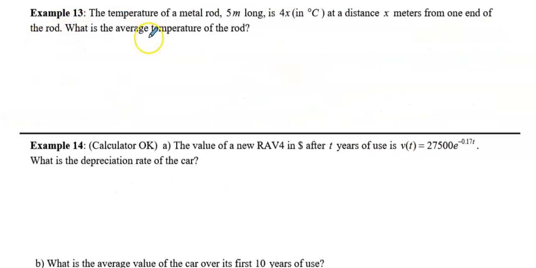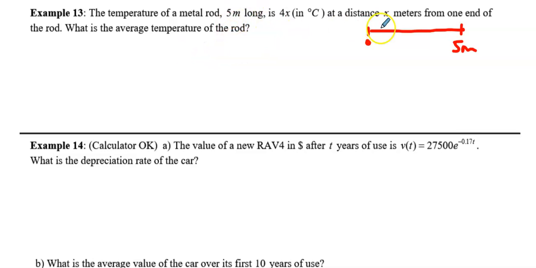Now this question right here, students sometimes get a little confused about, so I just want to talk about it for a second. It says the temperature of a metal rod, which is 5 meters long. So we have a rod that is 5 meters long. The temperature is 4x degrees Celsius at a distance x meters from one end of the rod. What's the average temperature of the rod?